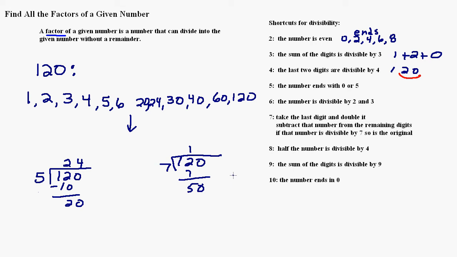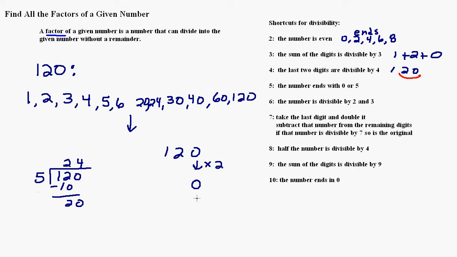So 7 is not a factor, so we're going to skip that one. But just to show you this little trick, it says to take the last digit and double it. So the last digit of 120 is 0. Okay, so let's write this out. I'm going to take the last digit and I'm going to times it by 2. I'm going to double it.